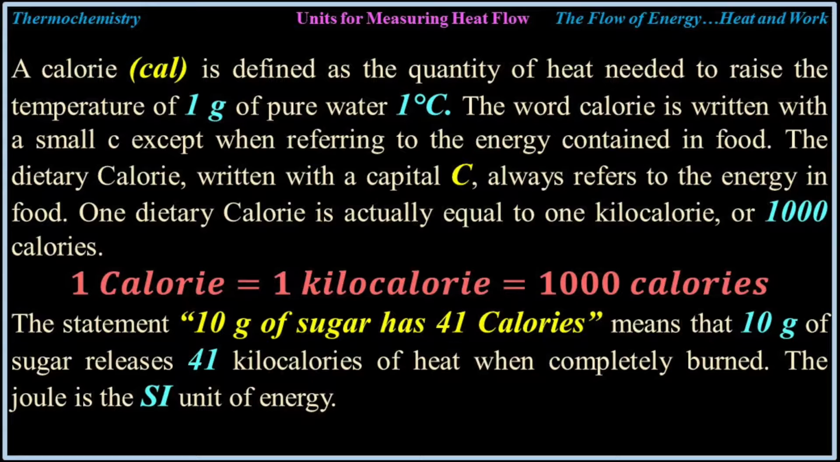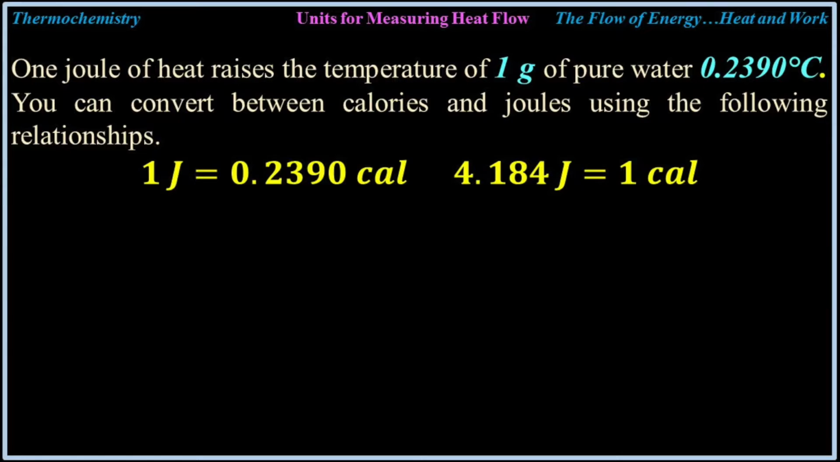The statement 10 grams of sugar has 41 capital C calories means that 10 grams of sugar releases 41 kilocalories of heat when completely burned. The joule is the SI unit of energy. 1 joule of heat raises the temperature of 1 gram of pure water 0.2390 degrees Celsius. You can convert between calories and joules using the following relationships. 1 joule equals 0.230 calories, and 4.184 joules equals 1 calorie.